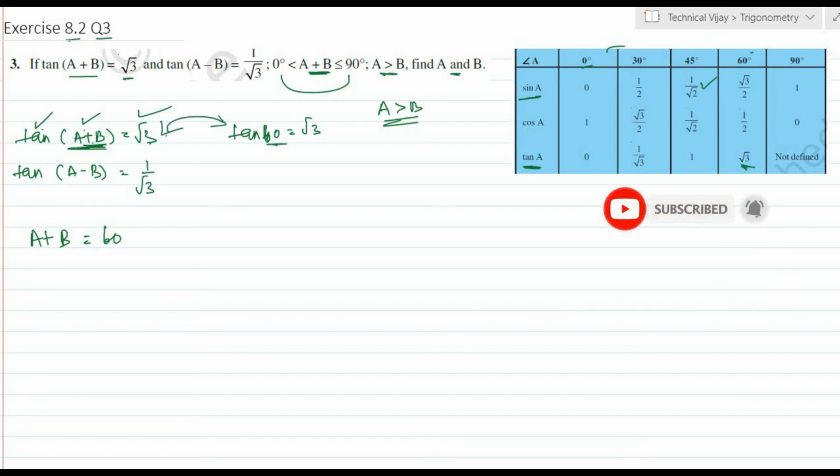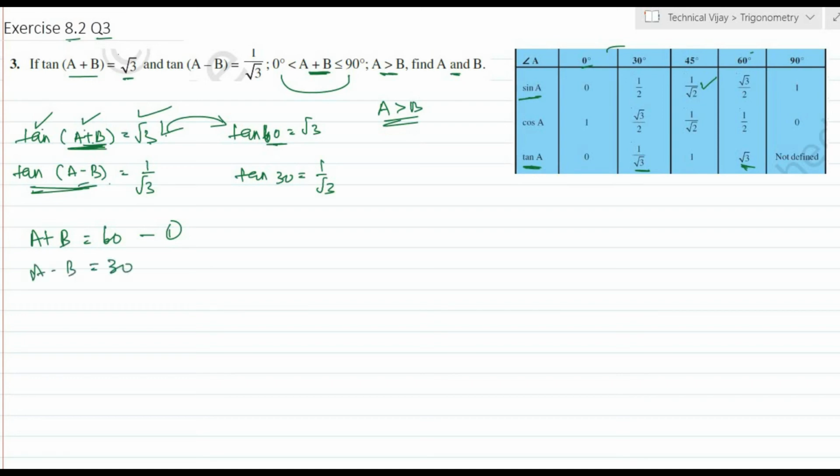So this 60 is equal to a plus b. So this is one equation. In the same way, tan of what is equal to 1 by root 3? Tan of 30 is equal to 1 by root 3. So this a minus b is equal to 30 degree.